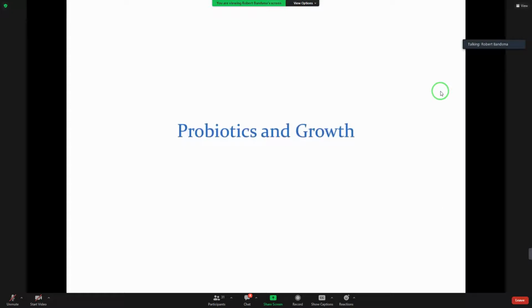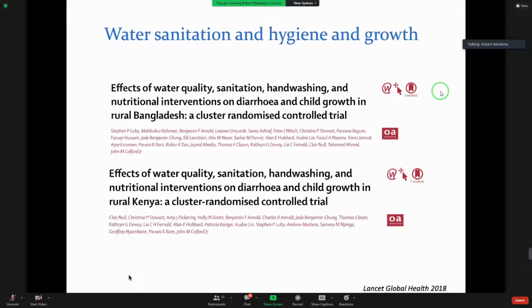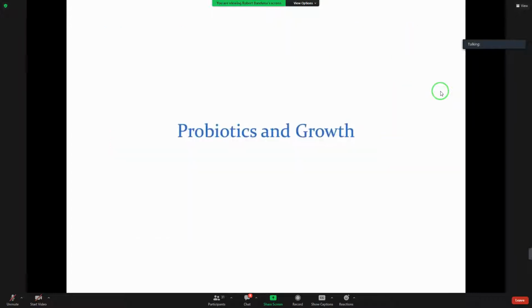I don't have any data slide for that because these studies have been really rather disappointing. Millions and millions of dollars have been invested into these studies, mainly funded through the Bill and Melinda Gates Foundation, but also supported by the World Health Organization, but they've been rather disappointing. So again, changing the microbiome can potentially improve growth, but it's not so easy. Just affecting water quality, sanitation, and hand washing alone is not sufficient to have a clear, strong impact on child growth.